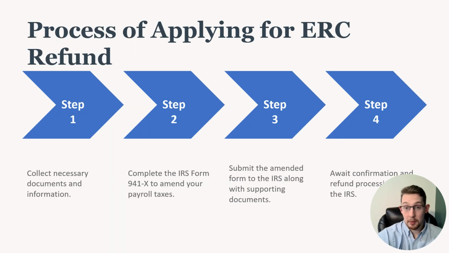Real brief. How do we apply for the ERC? First, collect all the necessary information. That's going to be payroll records, payroll taxes paid, financial statements from 2020 and 2021, government mandated shutdown orders, stuff like that. Then you're going to fill out a Form 941-X, which is basically a form that does a look back for your payroll taxes for those periods of 2020 and 2021. You're going to send that to the IRS along with any supporting documents like those I just mentioned, the financial statements, stuff like that. And then you can start to await confirmation and track your ERC refund and stay up to date with the IRS. That's what we're going to jump to in the next slide.